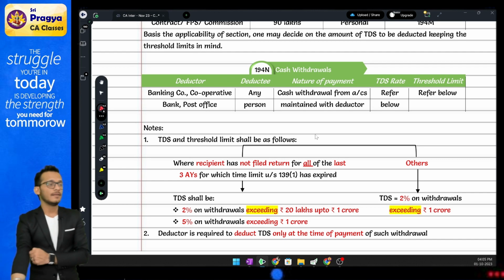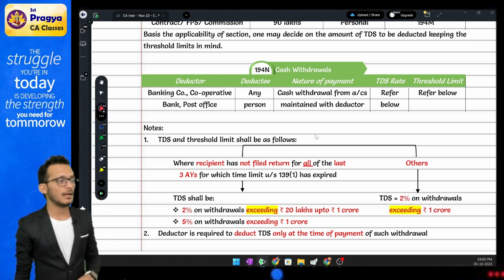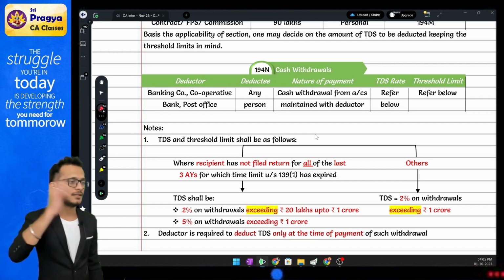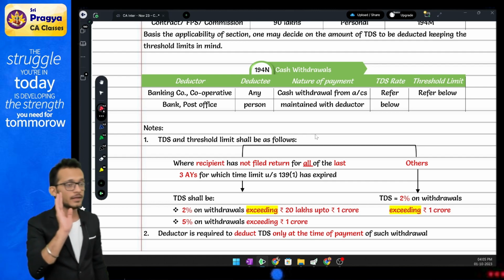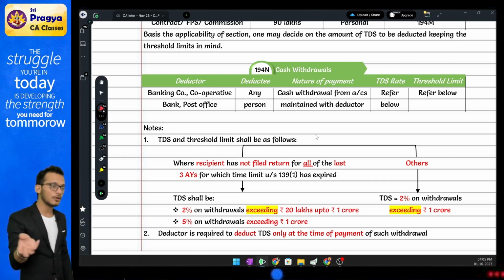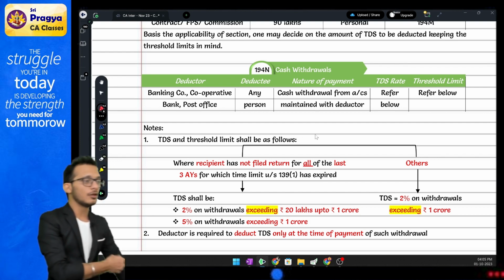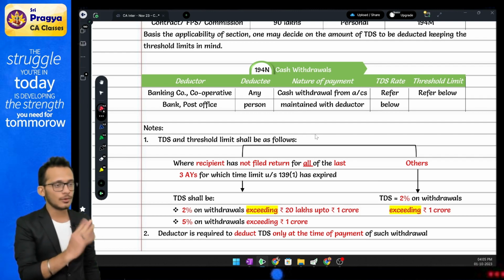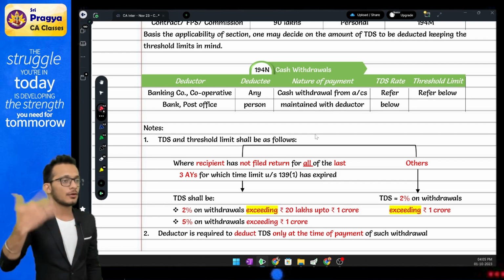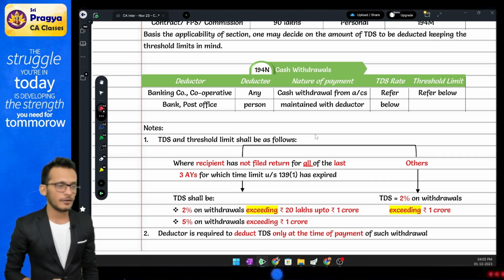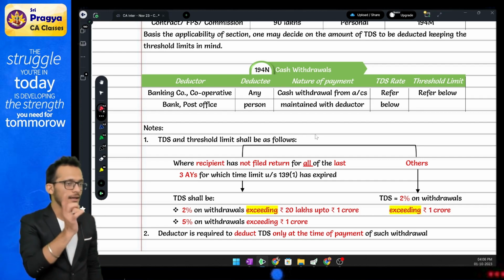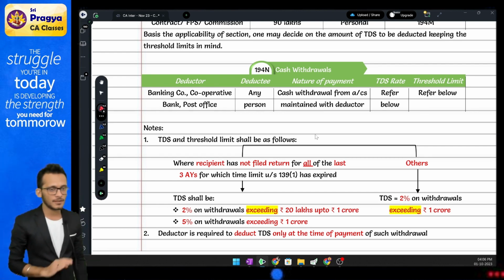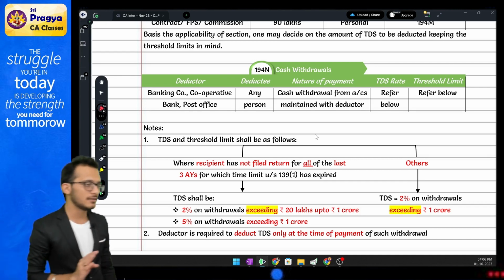But if I find out that you are an assessee who has not filed your return for the last 3 years on time, please understand it is for all the last 3 years, which means if even 1 year you filed on time, no problem. But if in all the last 3 years you have not filed a return on time, the threshold will now become 20 lakhs. Which means 0 to 20 lakhs no TDS, 20 lakhs to 1 crore 2%, above 1 crore 5%. Nothing else is important in this section.